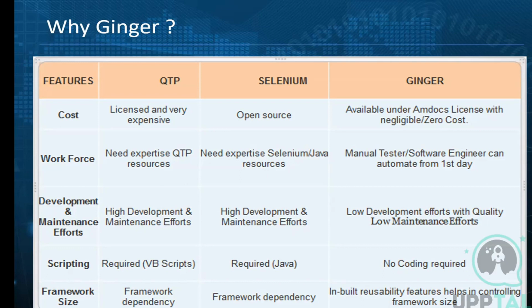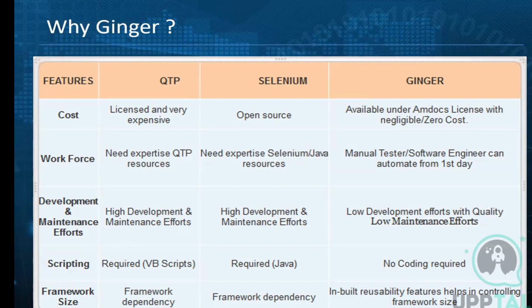The framework dependency is there because without a framework you cannot automate everything. You remember the three pillars I mentioned at the start of the session. One is the automation tool you will be using. The second is the language you will be using. The third is the framework, which we are discussing now. In QTP, the tool is QTP, the language required is VB script, and the framework is any framework you have created or that is present in the market.